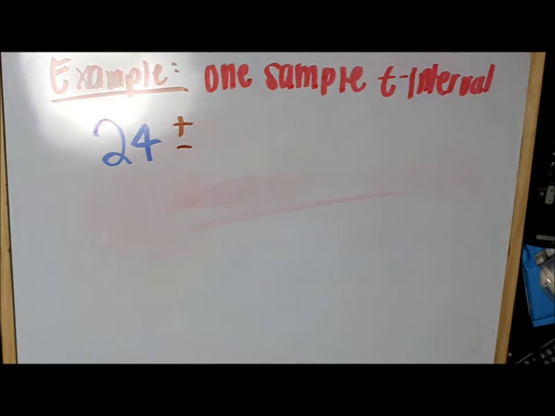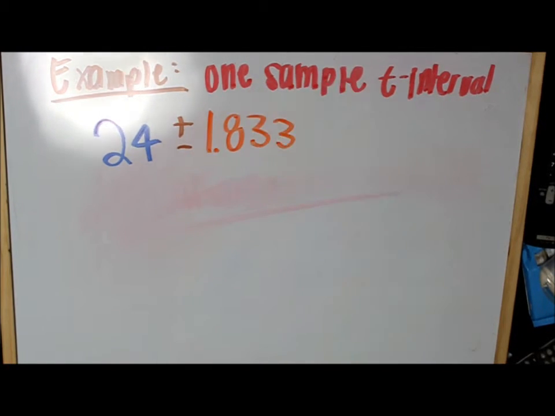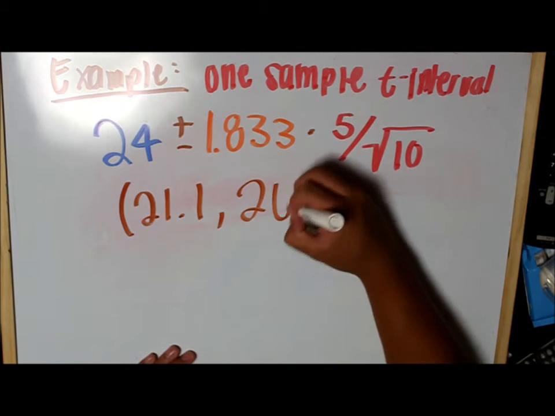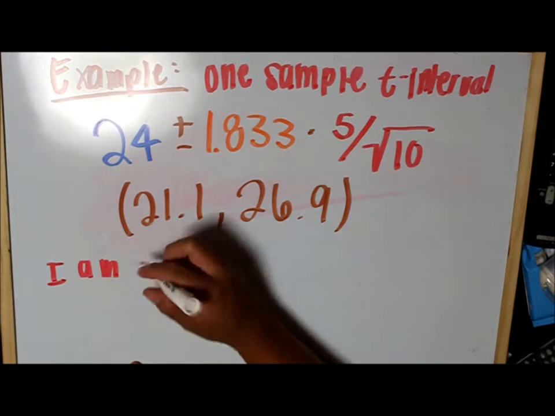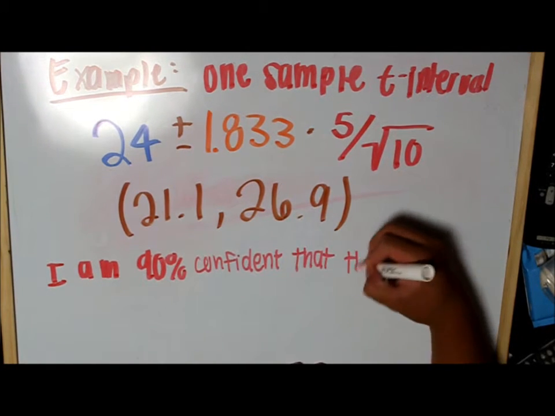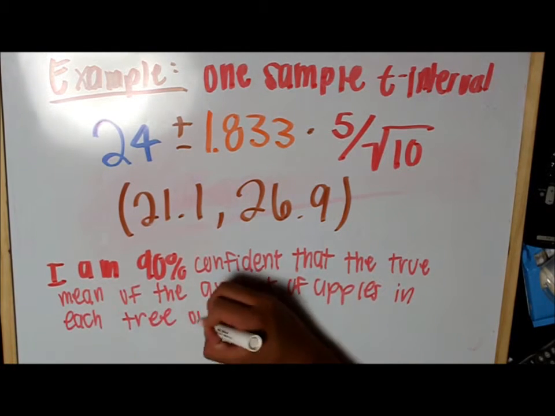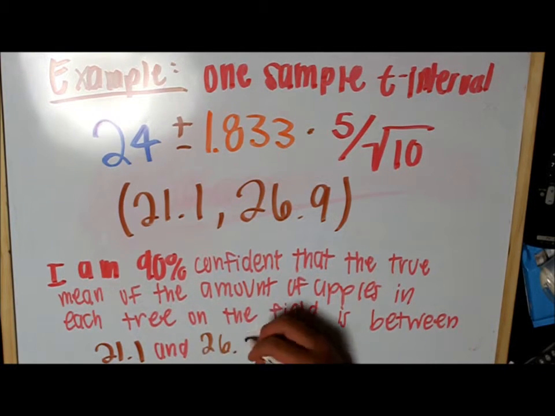So you would do 24 plus or minus 1.833 times the standard error, which would be 5 over the square root of 10, and the confidence interval you would get is 21.1 and 26.9. So you would say that I am 90% confident that the true mean of the amount of apples in each tree on the field is between 21.1 and 26.9 apples.